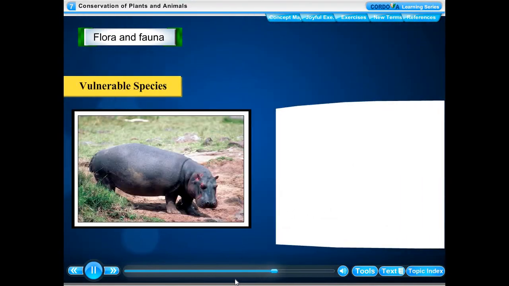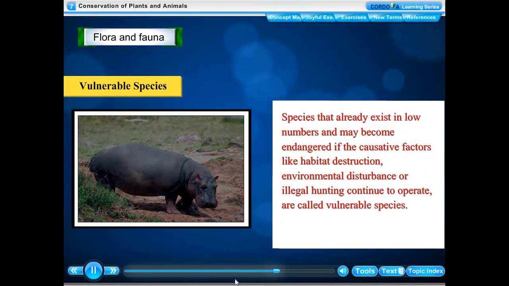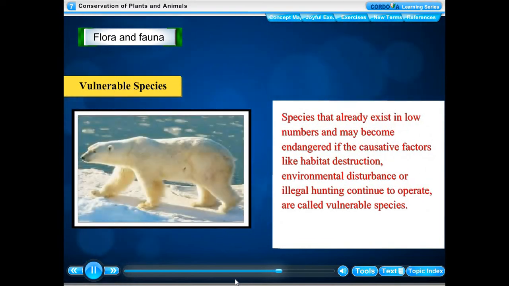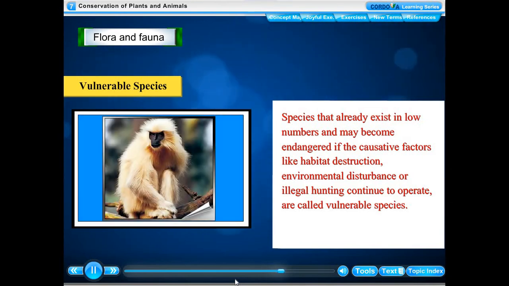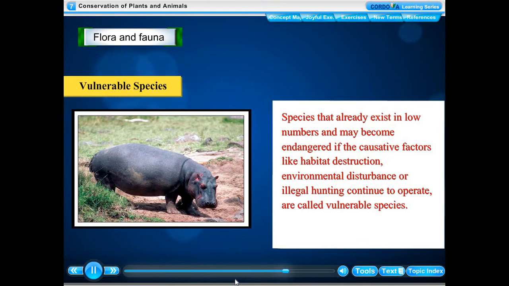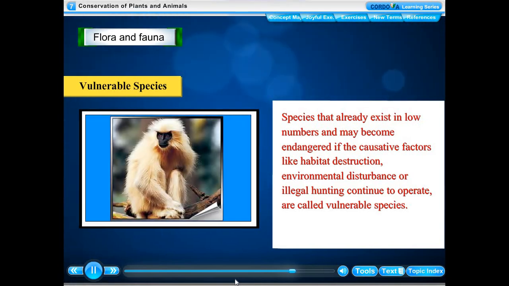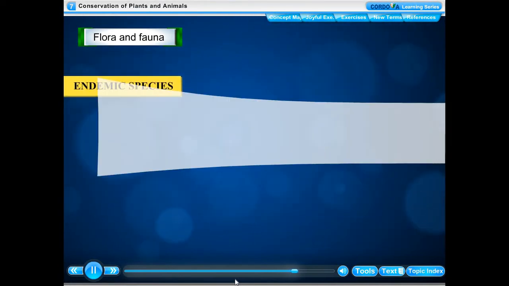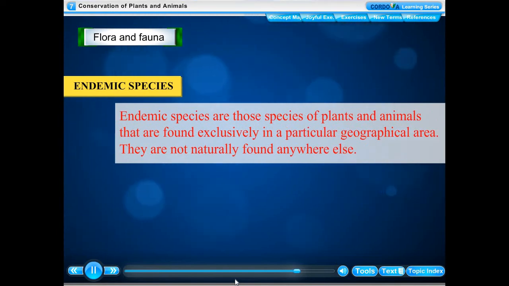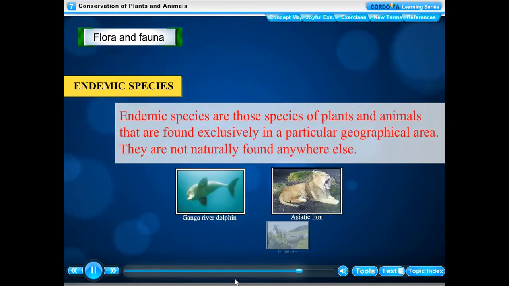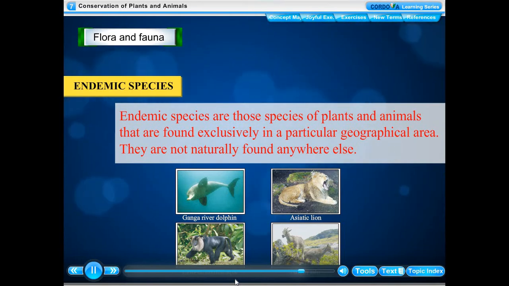Vulnerable species. Species that already exist in low numbers and may even become endangered if the causative factors like habitat destruction, environmental disturbance, or illegal hunting continue to operate are called vulnerable species. Endemic species. Endemic species are those species of plants and animals that are found exclusively in a particular geographical area. They are not naturally found anywhere else.